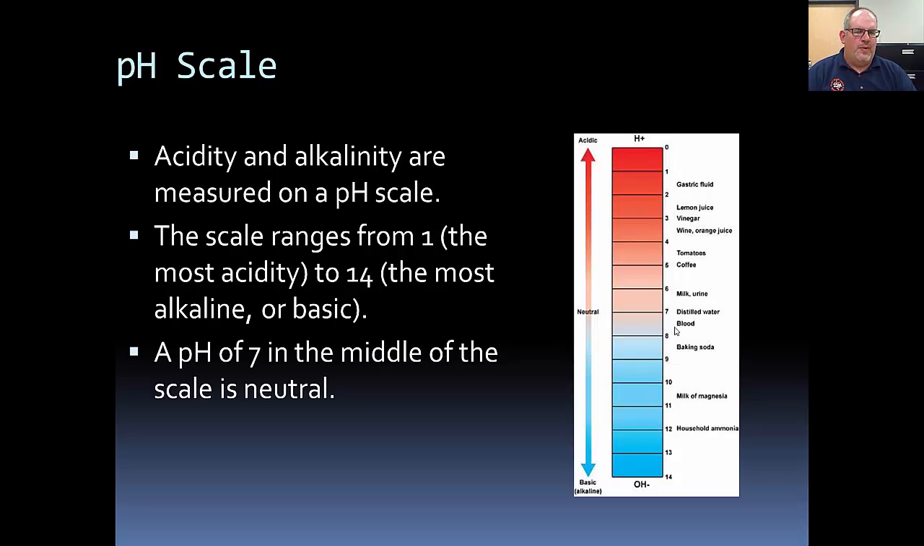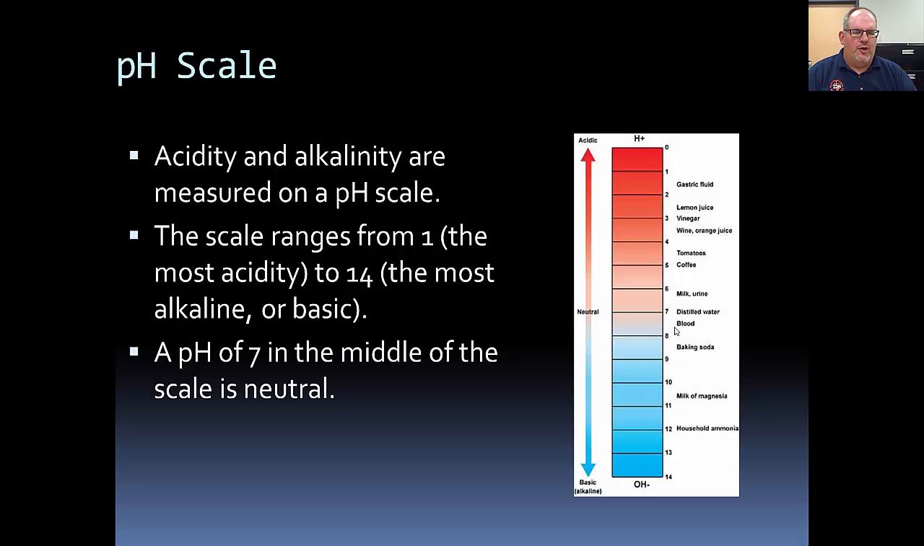Neutral is considered 7 on the pH scale. The smaller the number goes, the more acidic something is. So something with a pH of 1, like gastric fluid or hydrochloric acid, is highly acidic. And so 7 is neutral in the middle. Something with a pH of 12 is extremely basic, like ammonia. Something with a pH of like 1, like hydrochloric acid, is extremely acidic. Perfectly distilled deionized water is neutral at 7. So there is no acid, there is no base, it's right in the middle.